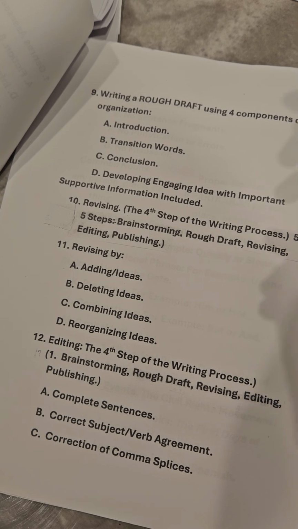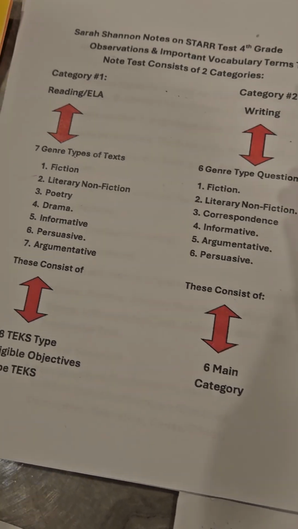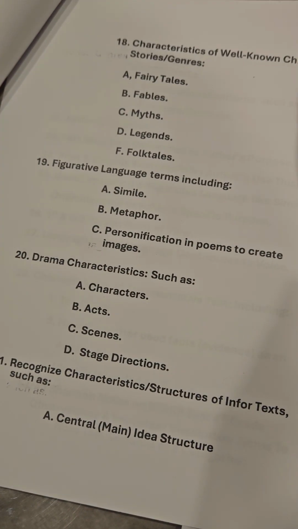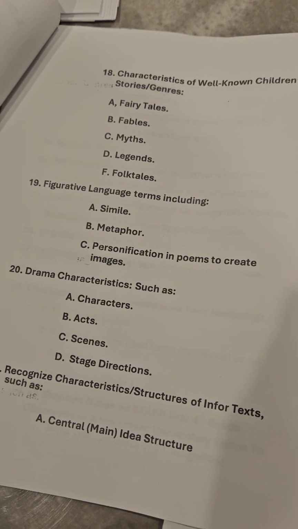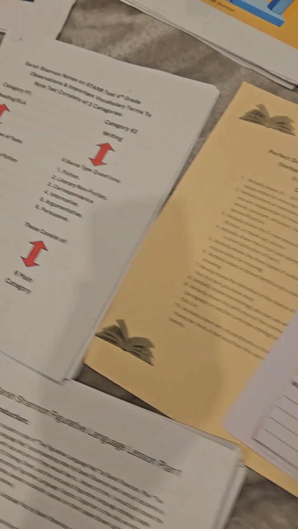Adding, deleting, combining, reorganizing. This is the writing version of the test. The genre titles are going to be asked on the test at the end of the year. And all the requirements, they're going to need to know simile and metaphor and characters, act, scene, and drama characteristics. And just all of these prominent vocabulary words students are going to need to master.